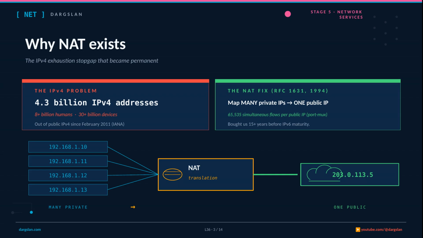IPv4 gives us roughly 4.3 billion addresses, a number that sounded generous in the early 80s, but today has to stretch across 8 billion humans and over 30 billion connected devices. IANA actually handed out the last public IPv4 blocks back in February 2011. The fix, proposed in RFC 1631 in 1994, was elegant: map many private addresses behind a single public one, multiplexing up to 65,535 flows per IP using port numbers. It was meant as a stopgap until IPv6 matured, and 3 decades later, it's still holding the internet together.